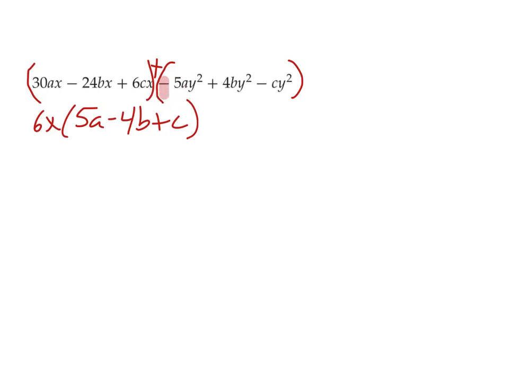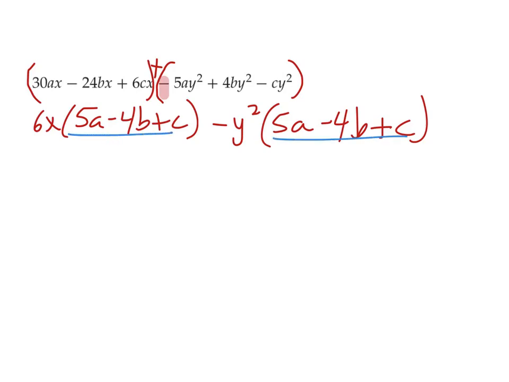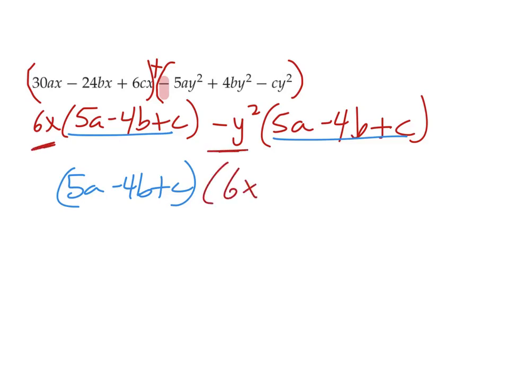Now I've got to check, is there a y squared in all the other ones? Yes. So if I take out a minus y squared, that will leave me with 5a minus 4b plus c. The signs all change when I take out a negative, which is good because that second group is now the same as the first group. So my common group is 5a minus 4b plus c, and whatever's left, 6x minus y squared. How many had that?